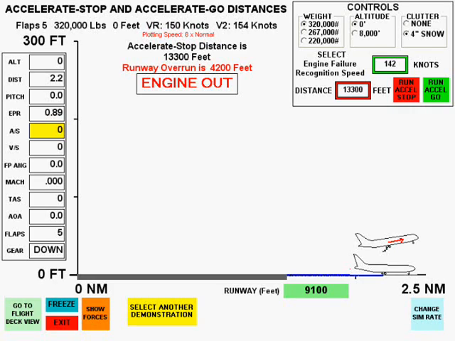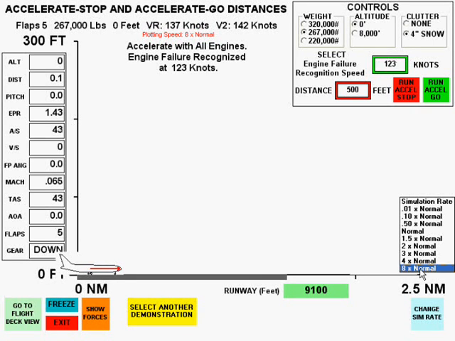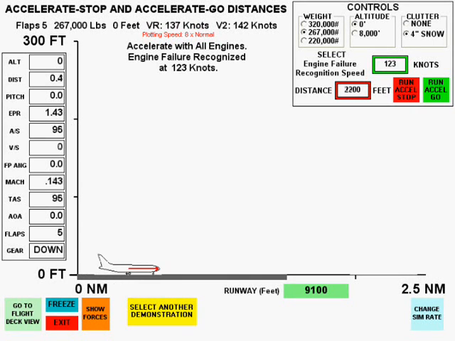Notice that the effect of 4 inches of snow is similar to the effect of 8,000 feet of altitude. We'll now reduce the weight to 267,000 pounds and V1 to 123 knots, where a legal takeoff can be made on a 9,100-foot runway.